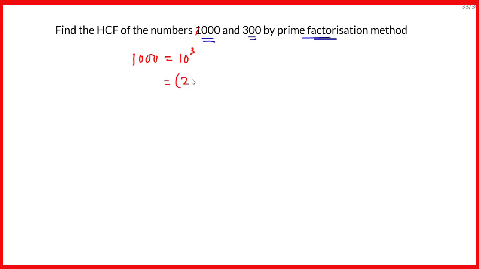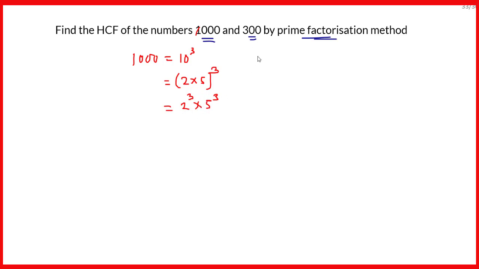10 we can write as (2 into 5) whole cube. 2 fives are 10, it is 10 cube. So the factors will be 2 cube into 5 cube, correct? 2 cube into 5 cube. This is the easiest way to find the prime factors.